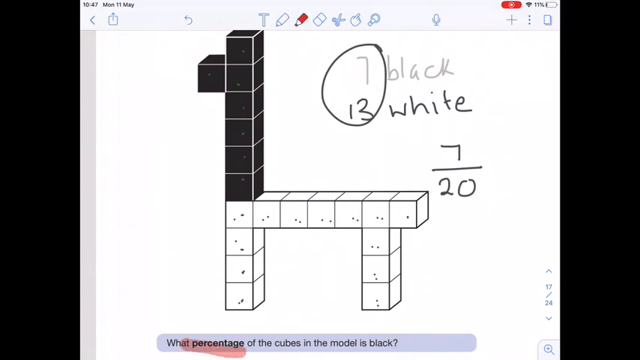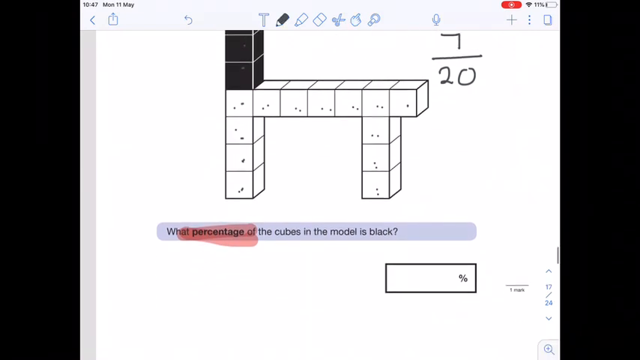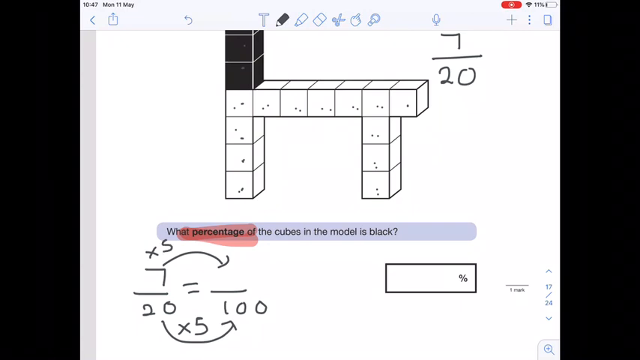Now, we know something about percentages, and we know, I hope, that all percentages are measured out of 100. So if we've got 7 out of 20, we actually want a fraction that is out of 100. We just need the equivalent fraction. So we've got 20 out of 100, and 20 to 100 is times by 5. So we know how to do equivalent fractions, I hope. So we do 7 times 5, because we times the 20 by 5, we do the same to the denominator and the numerator. So we should get 35 out of 100.